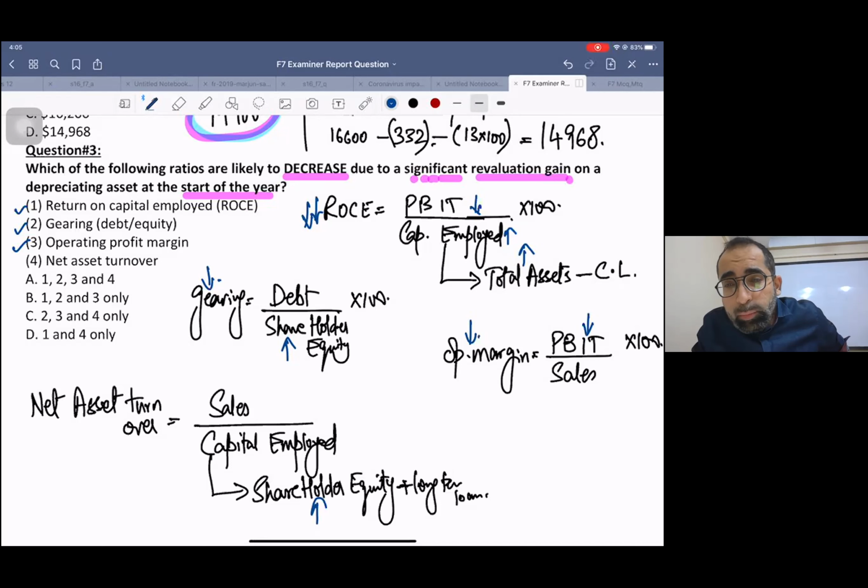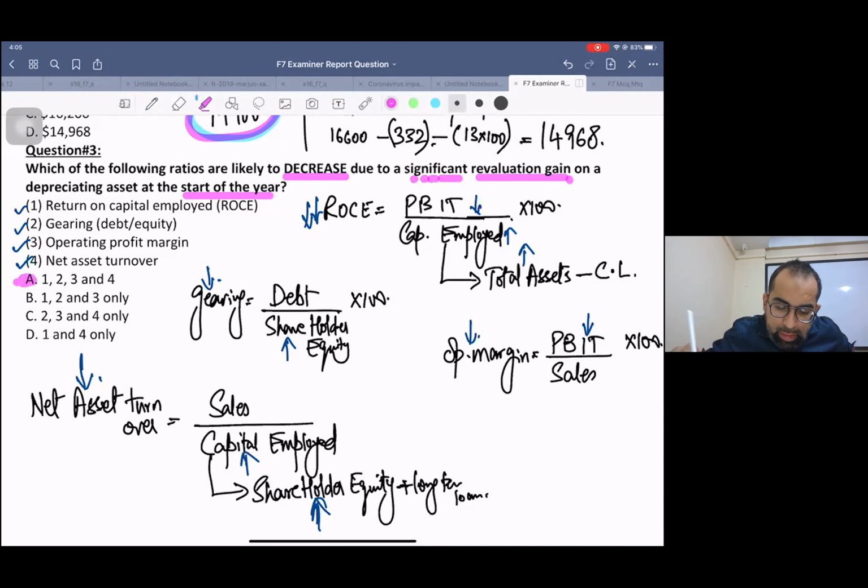And when your shareholder equity goes up, your capital employed goes up. And when your capital employed goes up, it's in the denominator of asset turnover. So your asset turnover will go down. So now point number four is also correct. So 1, 2, 3, 4. Answer is A.